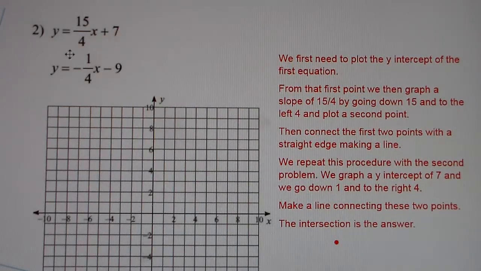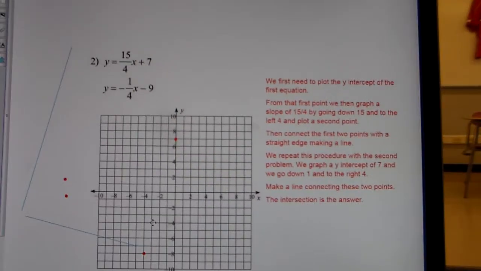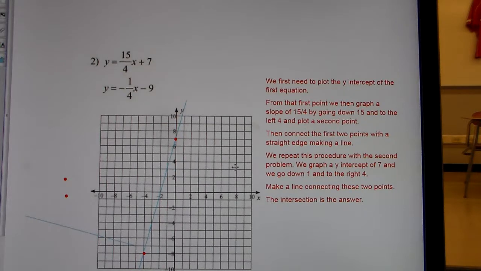Number 2. Our equations are y equals 15/4 x plus 7 and y equals negative 1/4 x minus 9. We first need to plot the y-intercept of the first equation, which is positive 7, so we plot positive 7 on our y-axis. Then if we go up 15 to the right 4, we're off the graph. So instead we're going to go down 15 and to the left 4. Which if we zoom out a little bit, we'll see it's down below, right here. We then graph our line and connect them.